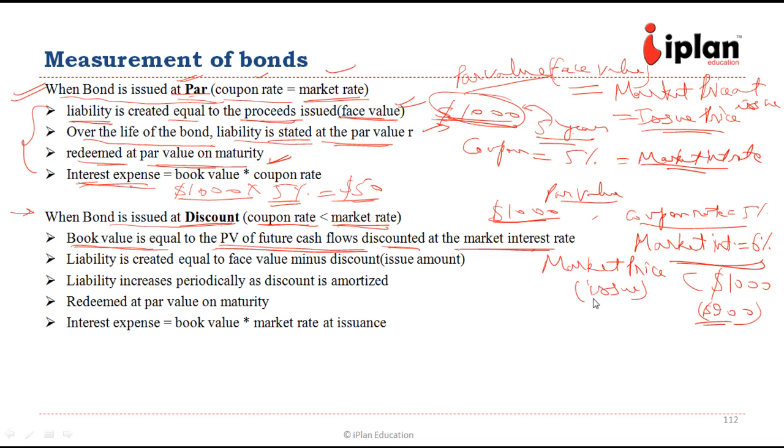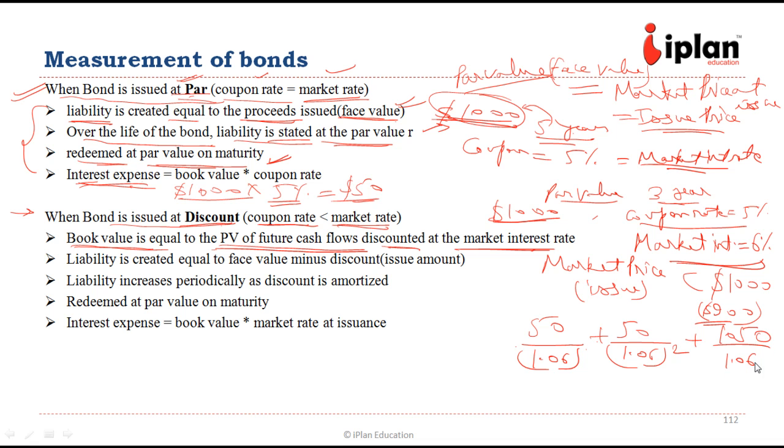The present value of all the coupons, which is going to be 50 divided by 1.06 for the first year. Suppose it is for 3-year duration. Then 50 divided by 1.06 to the power 2. Plus in the final year there is going to be principal payment plus third coupon, so divided by 1.06 to the power 3. So this value will give us the present value of future cash flows, which is going to be equal to book value, and it should be equal to the issue price also in the starting.